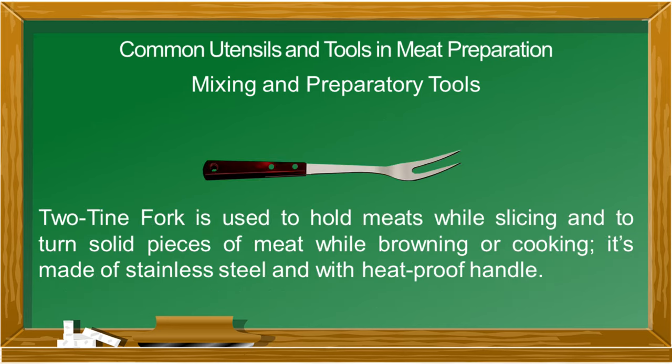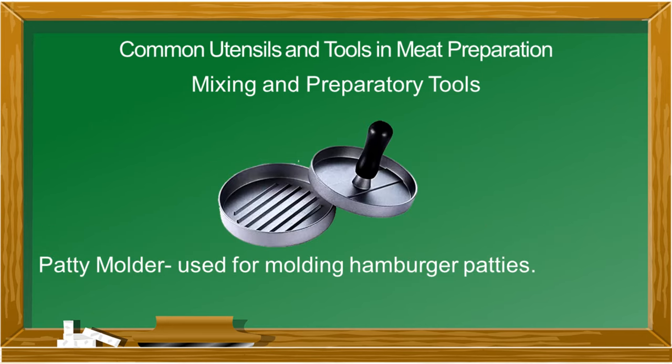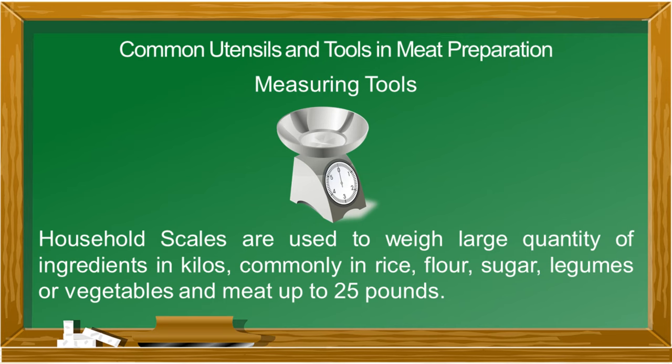the barbecue. Two-tine fork. A two-tine fork is used to hold meats while slicing and to turn solid pieces of meat while browning or cooking. It's made of stainless steel with a heat-proof handle. Patty molder. A patty molder is used for molding hamburger patties. Let us now proceed with measuring tools.